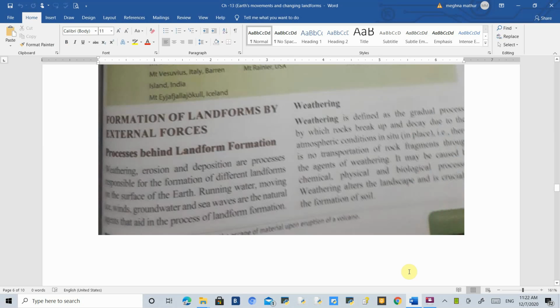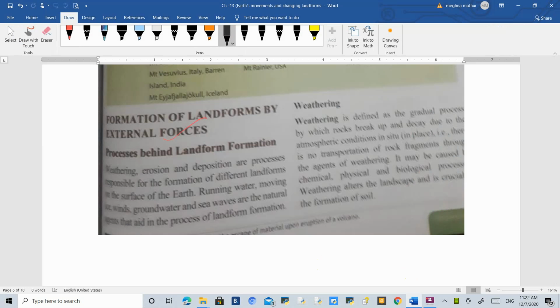So, in today's class, we are going to start with the internal landforms. Okay. Now, external forces are those forces which are above the Earth's surface, and these forces create a lot of landform also. Mainly, these forces are in the shape of three things, that is, weathering, erosion, and deposition.